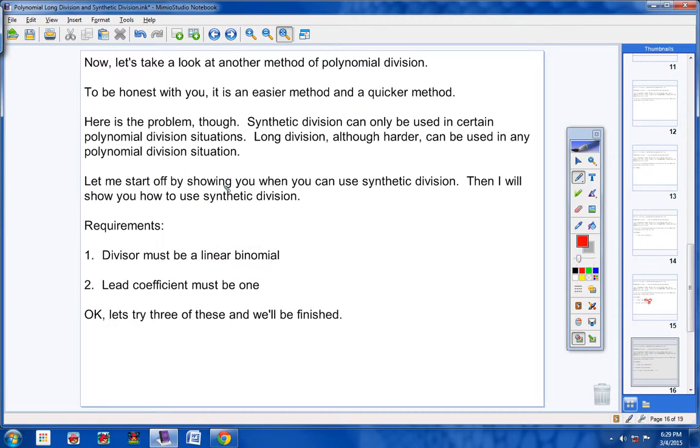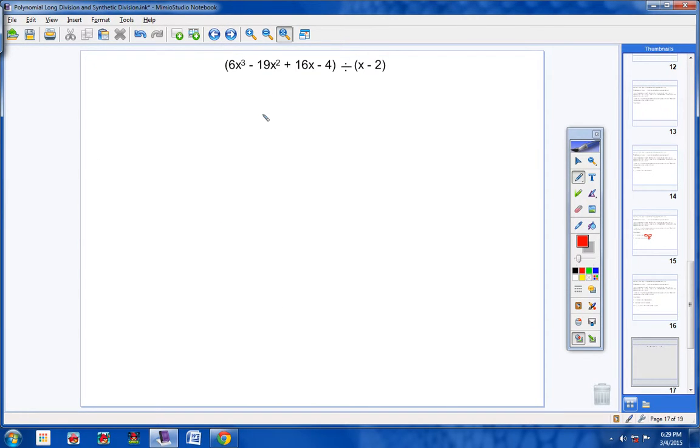So here we go. Let's try 3 of these and we'll be finished. Problem number 1. There it is. Now, before you start using synthetic division, go to your divisor. Here it is, x minus 2. First of all, it must be a linear binomial. Well, is it a binomial? Yes, it is. Is it linear? Yes, because your power is 1. That's what I mean by linear binomial. If this power was a 2 or a 3 or a 4, then you can't use synthetic division. Your divisor must be a linear binomial.